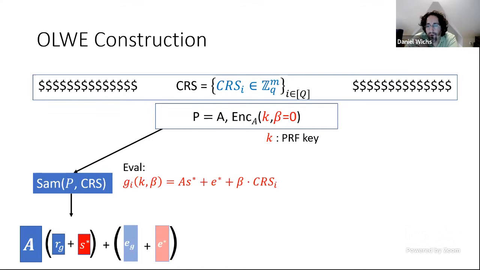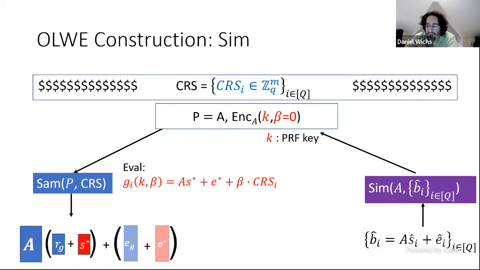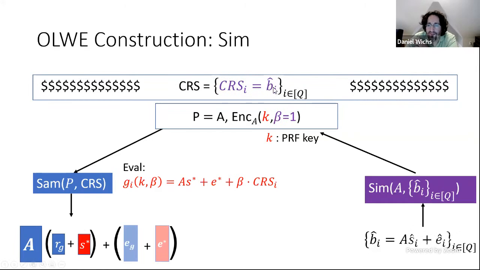But now with this CRS and this extra bit beta, we actually do have a simulator. And here's the idea of the simulator. The simulator gets these target values B_I hat that he's trying to program. He's trying to cause the sampler to output them, and he can modify the CRS and P. The simulator is just going to put these target values B_I hat in the CRS and change the flag bit beta to 1. So now when you homomorphically evaluate this function, beta is now 1, so you actually incorporate the ith component of the CRS into the ith sample. And so you get an LWE sample of this form in the simulated distribution.